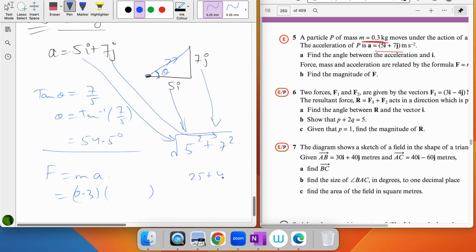So 25 plus 49 is 74. So this is square root 74. And you get 2.58 newtons. Mass was in kgs, acceleration in meter per second squared, so force is in newtons, 2.58.